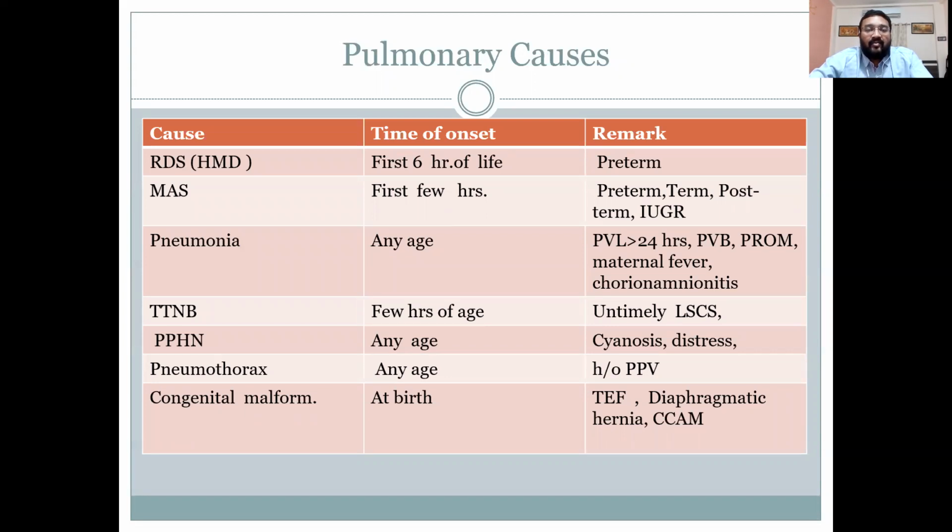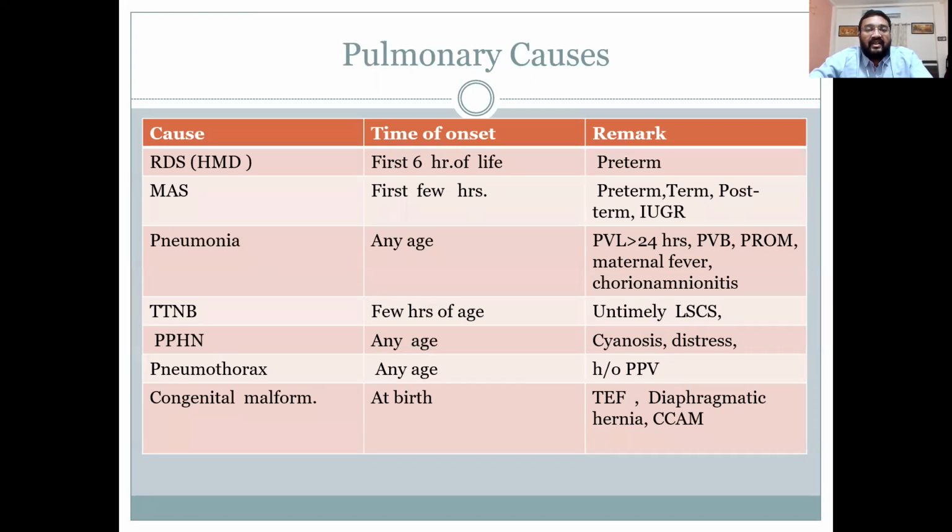In this, the newborn develops respiratory distress within first 6 hours of life, and it is commonly seen in preterm babies. Second is meconium aspiration syndrome. Again, the newborn presents with respiratory distress within first few hours of life, and it is commonly seen in preterm, term, postterm, and IUGR babies who have experienced fetal distress during intrauterine period.